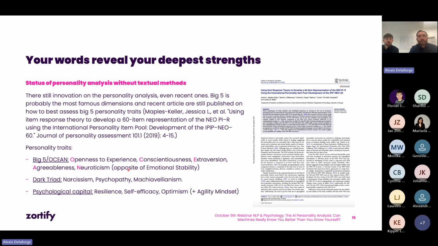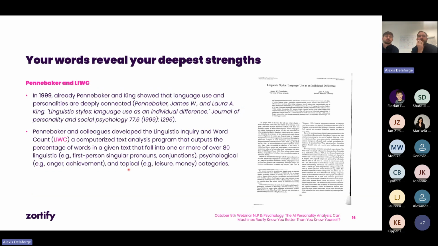So we can assess personality using psychometrics and Likert scale questions, but we would like to do that using text. In 1999, and you will see it's a succession of scientific articles that you don't have to remember or read, it's just to make you feel the ideas behind what we do, Pennebaker and King showed that language use and personality are deeply connected. This is the first proof that we can use text to predict personality. What Pennebaker and some colleagues did later on was to develop what they call the Linguistic Inquiry and Word Count, LIWC, and use that to extract features from written text or from speech.